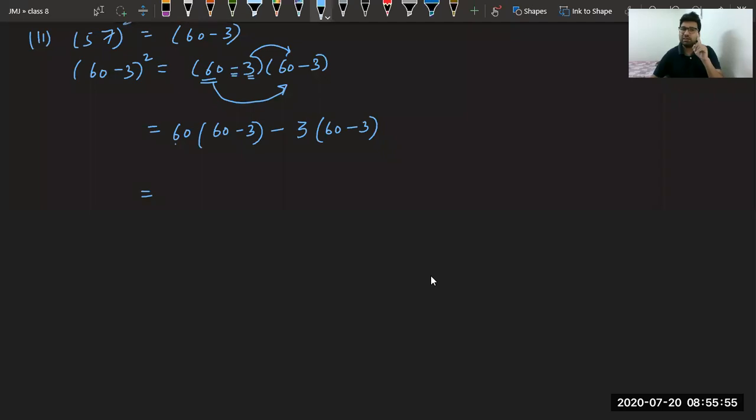60 into 60. 6 sixes are 36 and double zeros are there. Then 6 threes, negative sign is there. 6 threes are negative. So minus will come. 6 threes are 18. 0 will come. 3 into 60 is again 180. But negative sign is there. So minus will come. Minus 3 into minus 3 is plus 9. So we have got the answer like this.